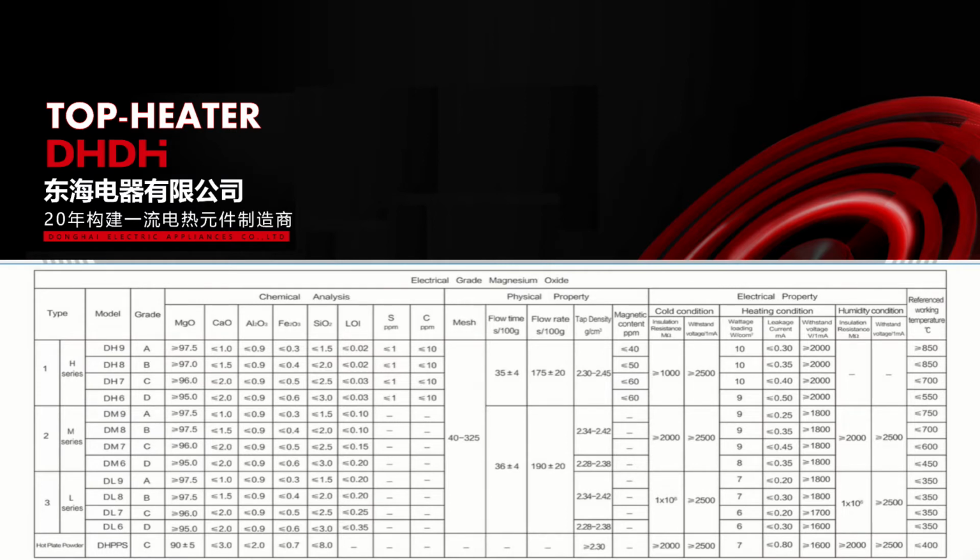The last one is the electrical property. So how your heater will perform under the cold condition, heat condition, and humidity condition. So all this information will show in our outgoing report. So if you buy heater from us, every batch and every shipment, we will have a detailed outgoing report. So don't worry. You can see the working temperature is different, and also the loading voltage. You can see we have 10, 9, 8, 7, 6.